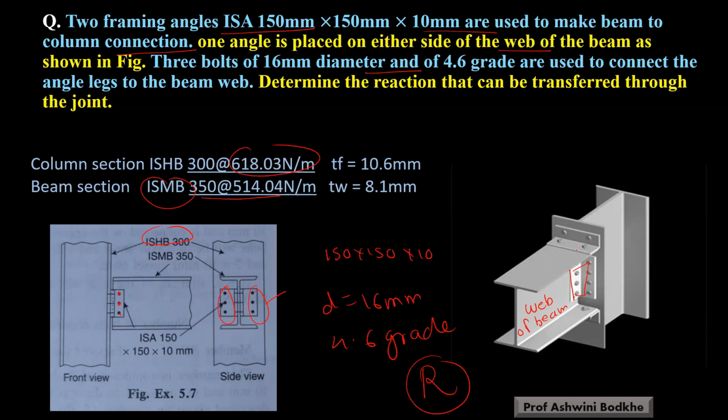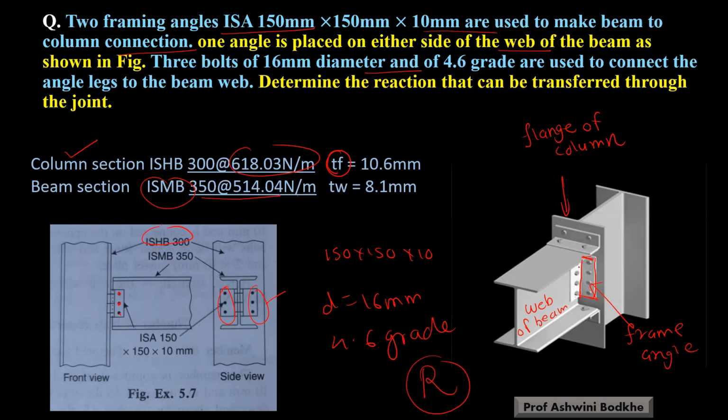You can see here it is clearly visible that one plate of this frame angle is connected to the column's flange. So this one is the column, flange of column. Therefore, the thickness of the column flange, that is tf, is required. And the second one is the beam section.